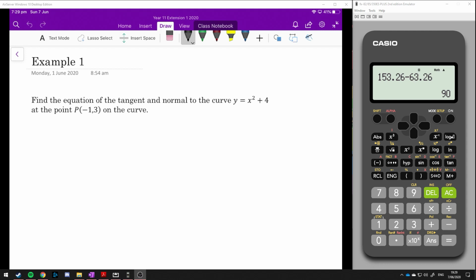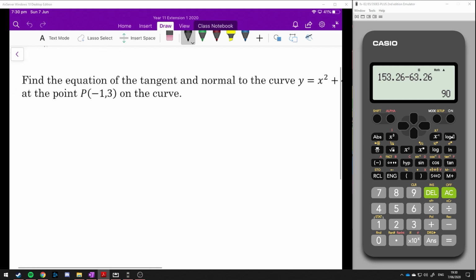So our first example video is basically on how we can use our new notation to solve these problems. Let's have a look at this problem. We've got: find the equation of the tangent and normal to the curve y is equal to x squared plus 4 at the point P(-1, 3) on the curve. You should already know how to do this. We've done it in the last few lessons. All that's different is we're using this new notation.